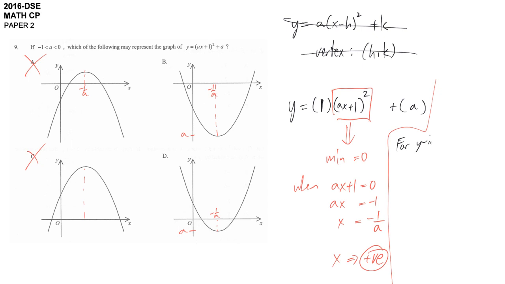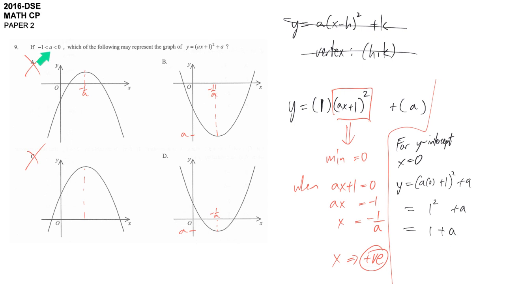For the y-intercept, one very important thing is we know the x coordinate equals 0. So in the given equation, we have (a times 0 plus 1) squared plus a. That means 1 squared plus a, that means 1 plus a. So we know that the y-intercept is 1 plus a.